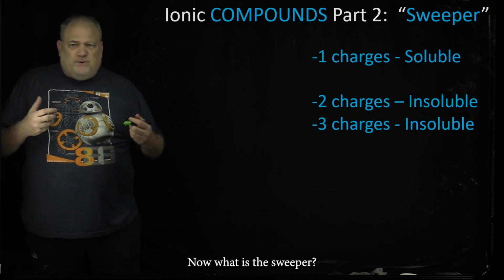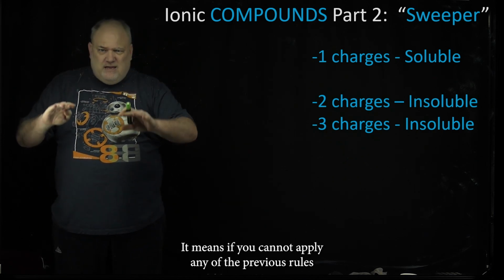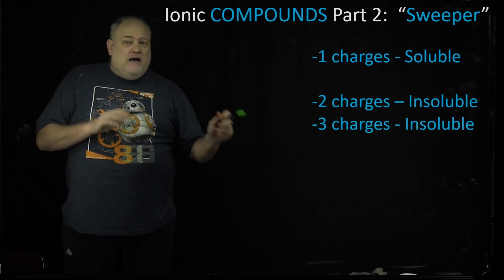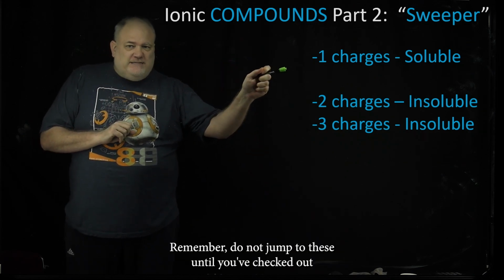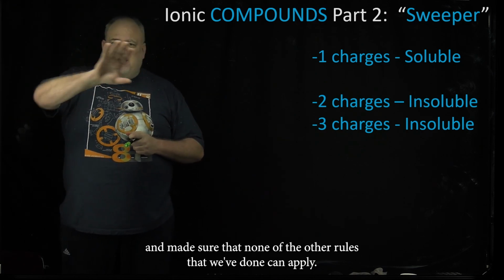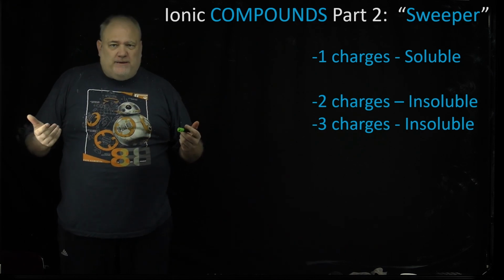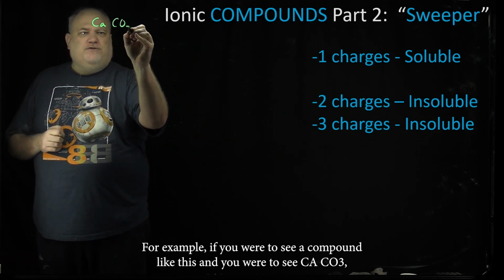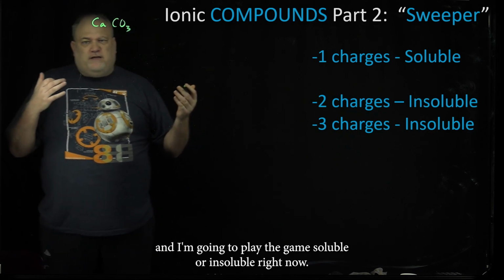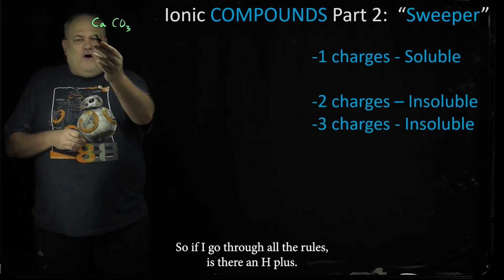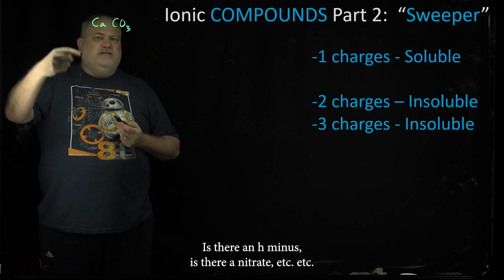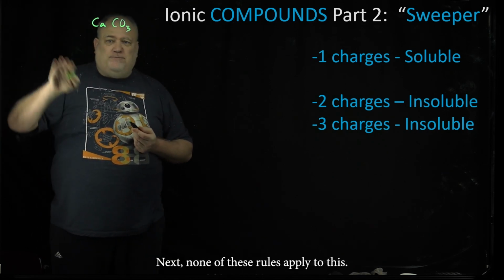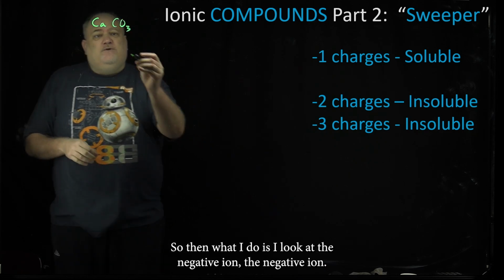Now, what is a sweeper? It means if you cannot apply any of the previous rules, you then apply one of these 3 rules. Remember, do not jump to these until you've checked out and made sure that none of the other rules that we've done can apply. For example, if you were to see a compound like CaCO3, I'm going to play the game soluble or insoluble right now. So if I go through all the rules, is there an H+? Is there an OH-? Is there a nitrate, et cetera, all the way through nag-sag, none of these rules apply to this. None. So then what I do is I look at the negative ion.